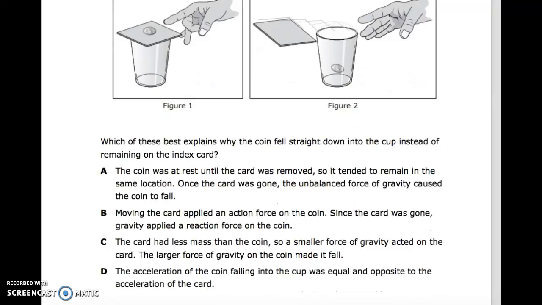C, the card had less mass than the coin, so a smaller force of gravity acted on the card. The larger force of gravity on the coin made it fall. D, the acceleration of the coin falling into the cup was equal and opposite to the acceleration of the card.